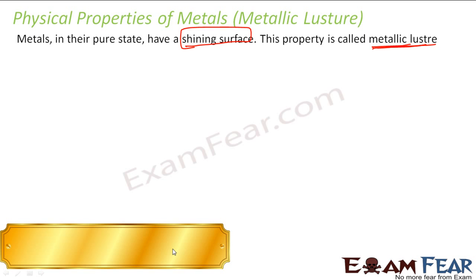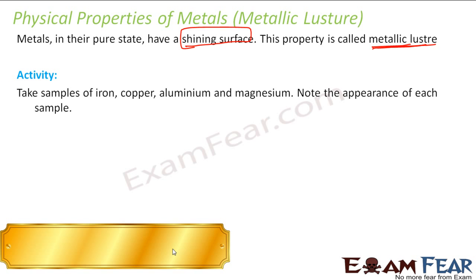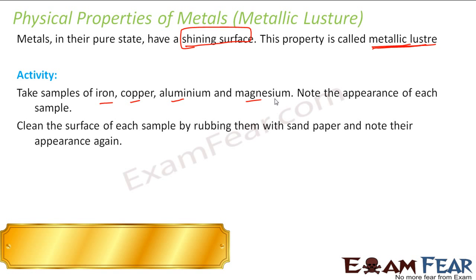And please note, most of the metals I'm telling. So let's do an activity on this, because I just told you, and you want to prove to yourself whether this is correct or not. You can take some samples of iron, copper, aluminum, and magnesium from your lab, and they will look exactly like this. Just note the appearance of these. You'll observe that they are shiny.